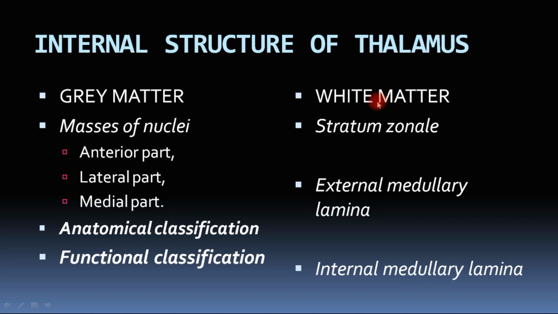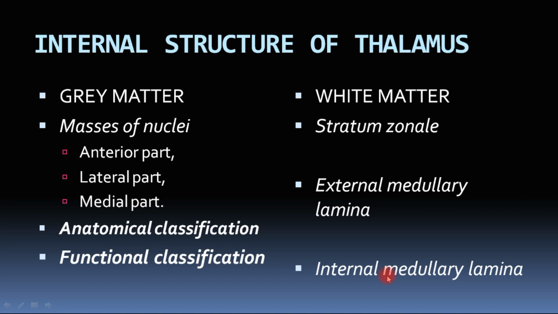White matter is the axonal part. The axonal part of the neuron makes up the white matter. The cell body part of the neuron makes up the gray matter. When we consider the white matter, there will be three structures. That is the stratum zonale, a thin layer of white matter which covers the thalamus. Then comes the external medullary lamina and internal medullary lamina. So these are the white matter structures: stratum zonale, external medullary lamina, and internal medullary lamina.